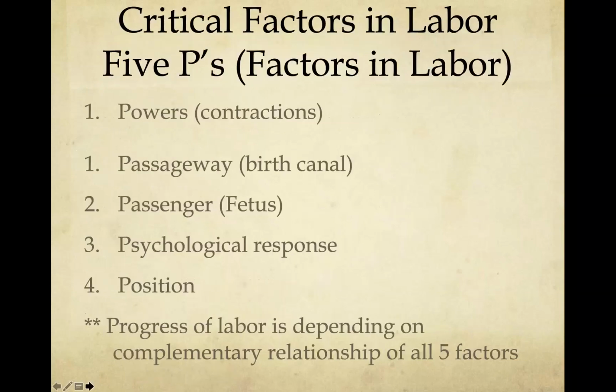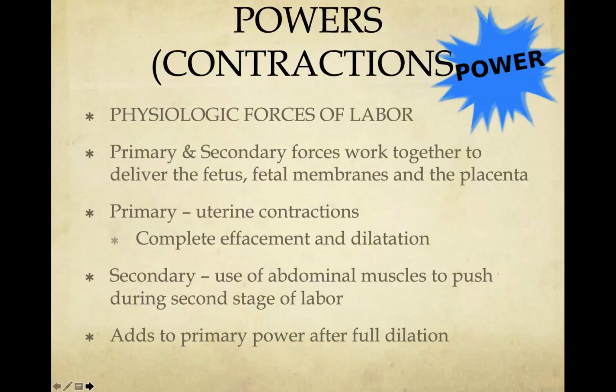Your 5 Ps, we talked about those 5 Ps before. Michelle Cohen was talking about making sure you know your 5 Ps. So your powers, which are the contractions that push the baby out, the passageway, the baby descending through the birth canal, the passengers, the fetus, the psychological response, and the position. So your powers, you have primary and secondary. Your primary is the uterine contractions, and the secondary is the use of abdominal muscles that help push.